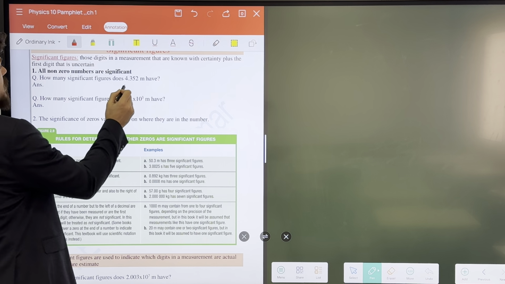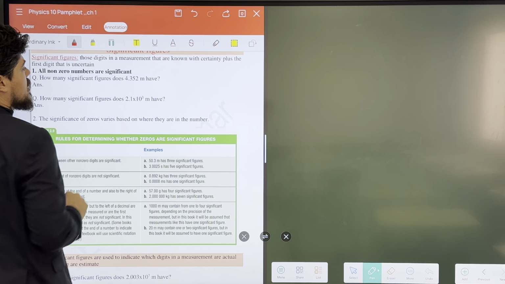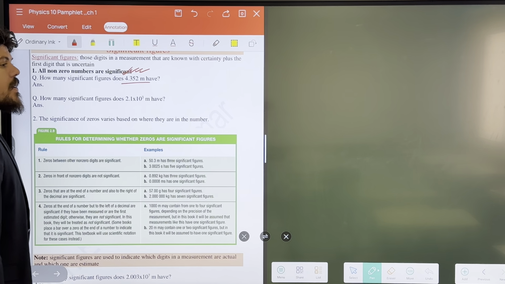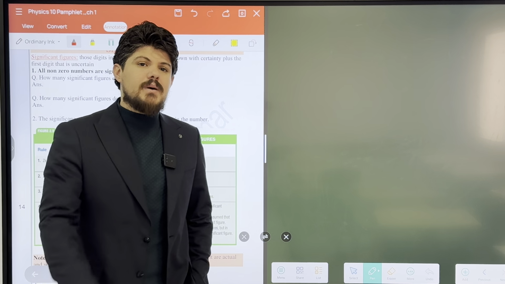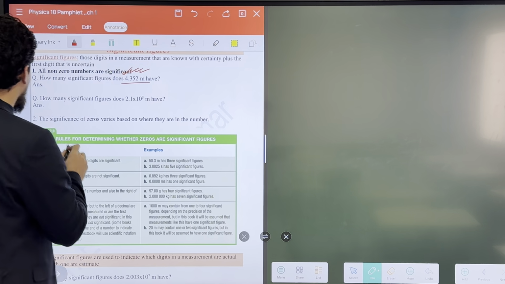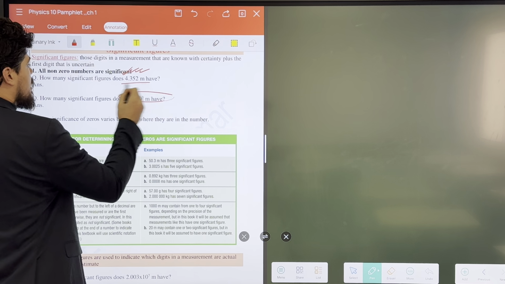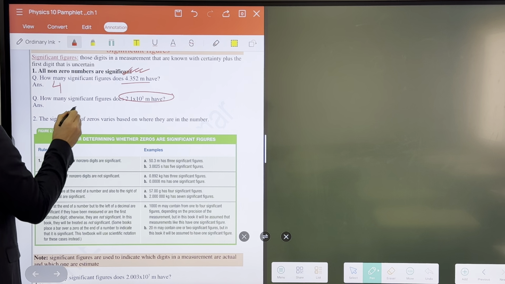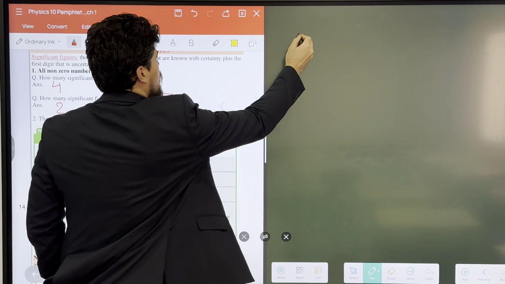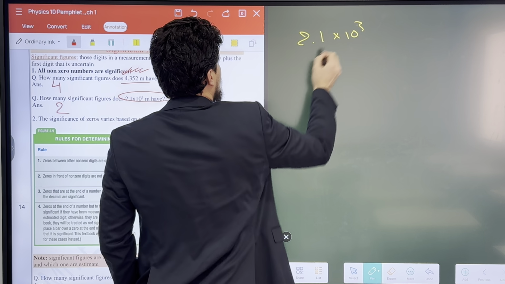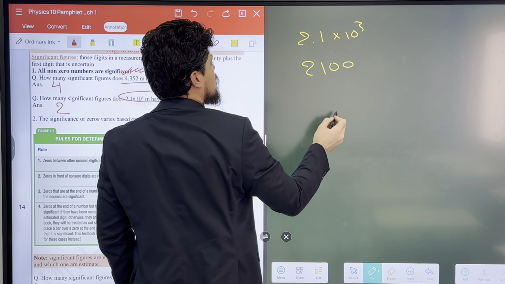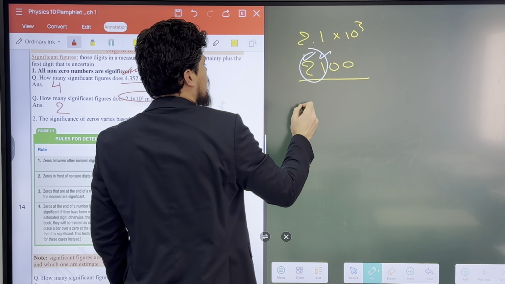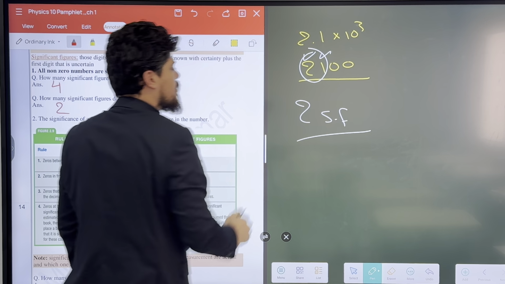How many significant figures does this number have? 4.352. We have 4 significant figures. Why? Because all non-zero numbers are significant figures, no matter where the number is located. How many significant figures does this number have? 2.1 times 10 power 3. We have 2 significant figures. Why? Because 2.1 times 10 power 3 is equal to 2,100. How many numbers do we have? 2. 1, 2. These 2 numbers are significant figures, so that is why we have 2 significant figures in this number.